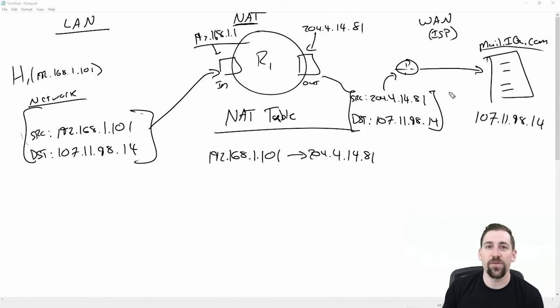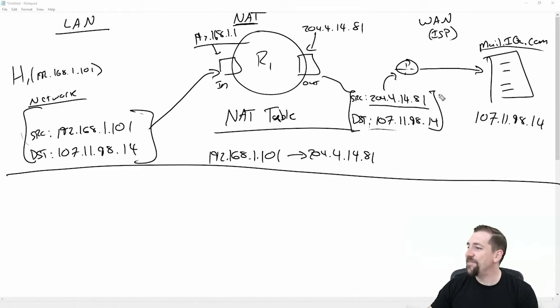The mail server then, what does the mail server do? It looks at the destination and says, oh yeah, that's me, we're good with this. It then looks at the additional information and processes the request, whether it's IMAP, MAPI, or some of these other email protocols, POP or something like this. It produces a response, and then it looks at the source and says 204.4.14.81, that's where I need to send it back to.